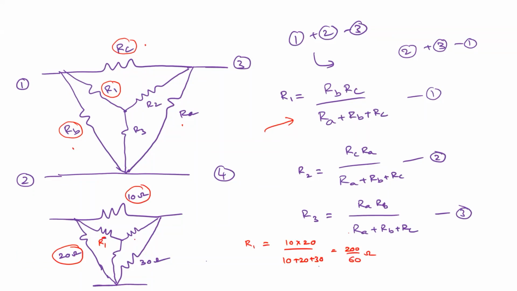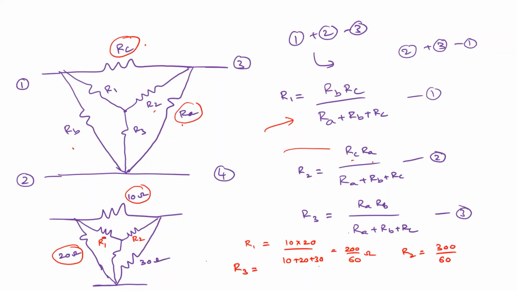Now tell me what is R2. Notice this R2 here. This is RA and this is RC, divided by the sum. So RC into RA by the sum. What is R2? 10 into 30, which is 300, upon 60. That is 5.